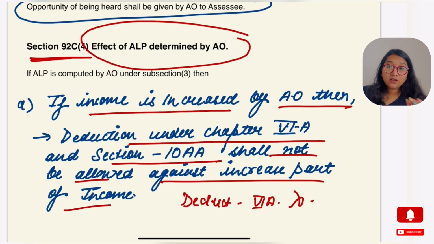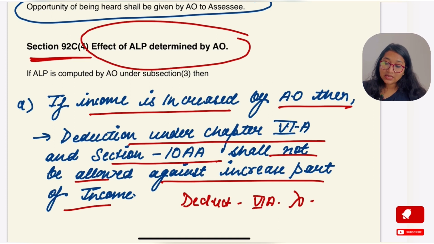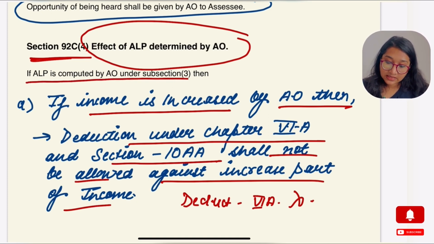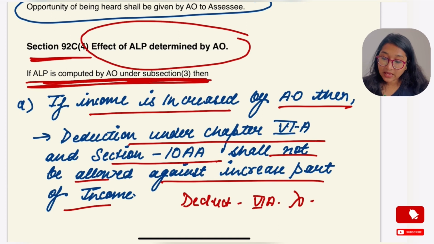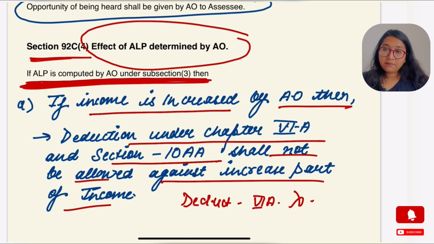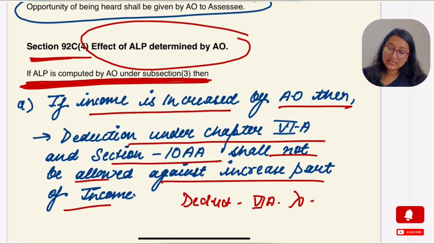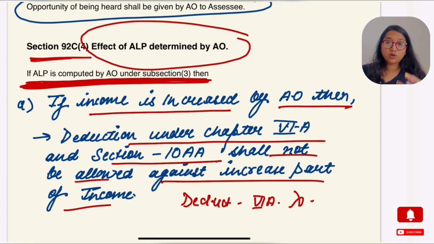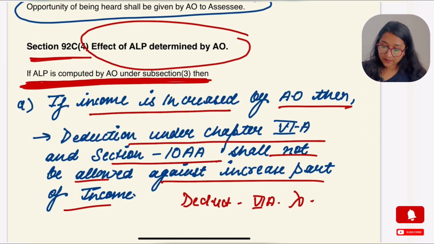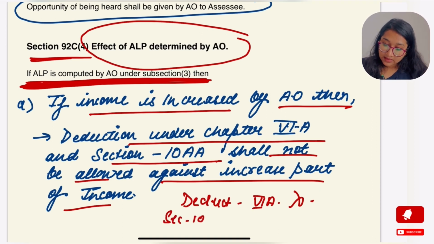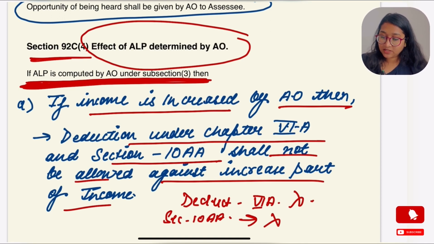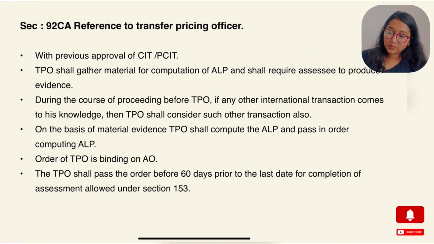SSC. When the income is increased, which says that if ALP is computed by AO, and by computing the ALP, the income is enhanced, in that case the SSC is not going to get the deduction under chapter 6A. That is the first thing. Second thing, section 10AA shall not be allowed. This part is also not allowed. Do you get this point?